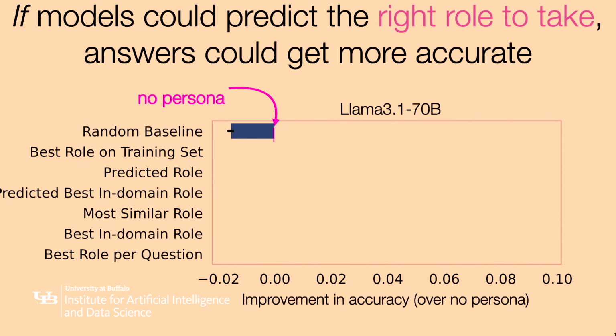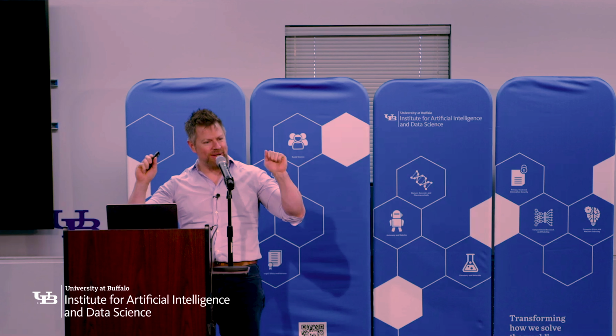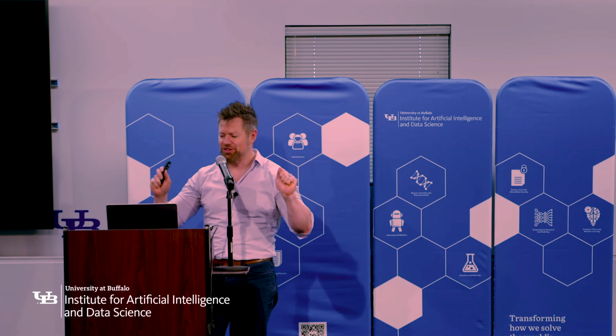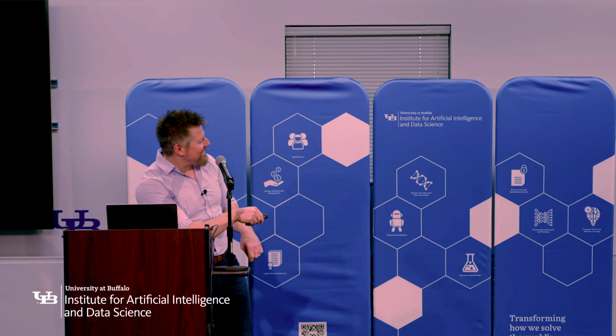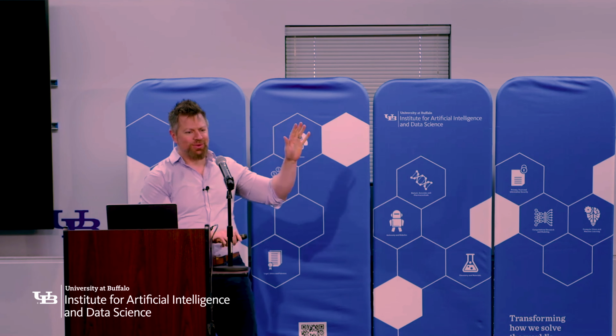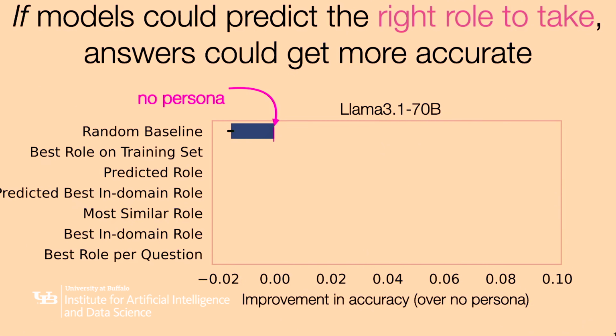So if you're asking, how many valves does the human heart have? If I could get the right person to answer that, I would do much better. So what happens if we choose a random role? Relative to no persona, a random role is worse. We basically make things worse. That's unfortunate. What about the best role in the training set? So the role that was most accurate in our data? No. And if we try to predict that role directly, it's even worse. So that's not helpful.